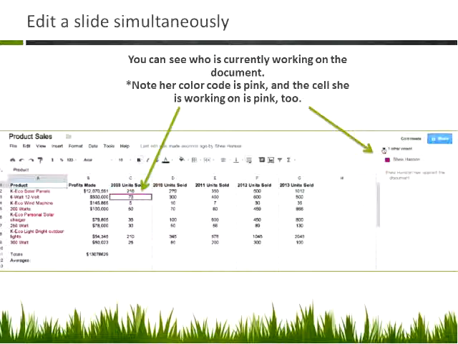So here's an example of multiple people working on a slide or a presentation. You can see who's currently working on this document because her color code is pink and the cell she is working on is pink too. Notice the two green arrows pointing to each of the cells.